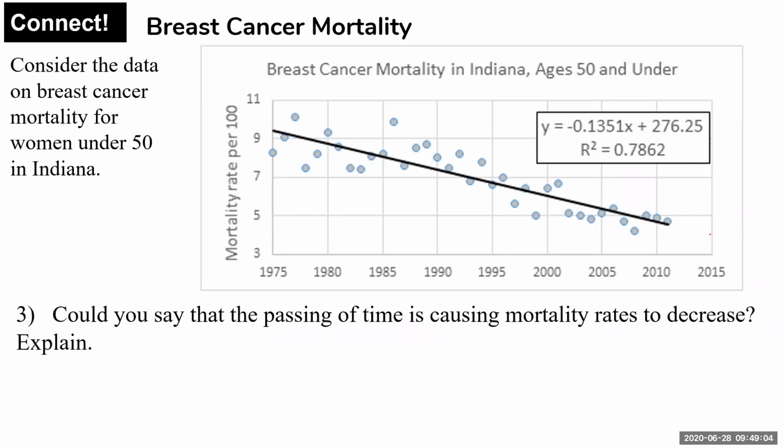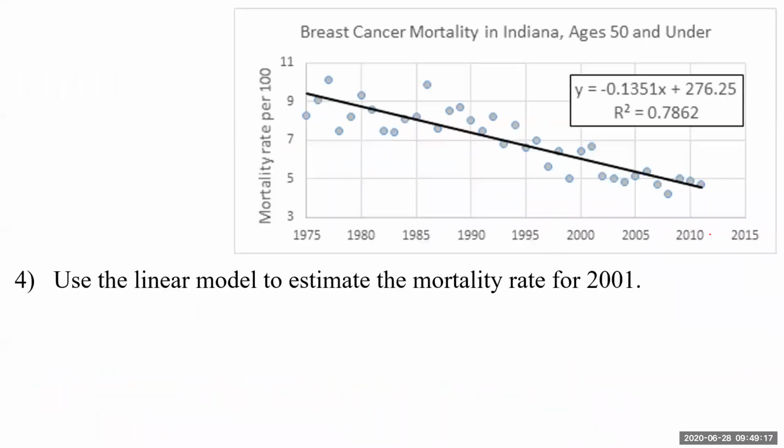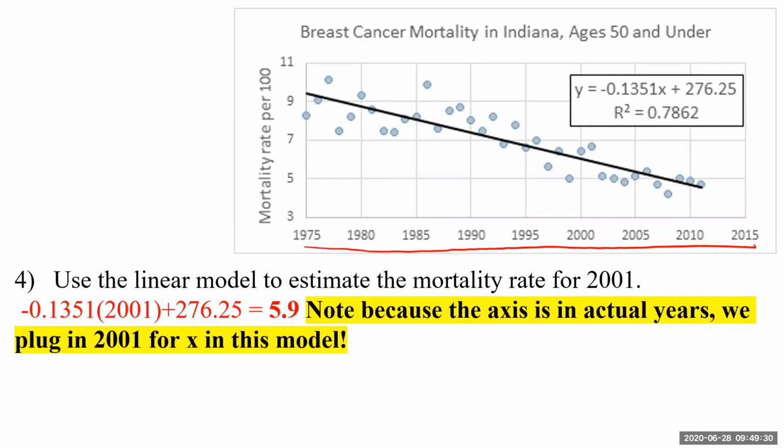Now, could you say that the passing of time is causing mortality? No, correlation does not imply causation. Changing a calendar year alone does not save people from breast cancer. Use the linear model to estimate the mortality rate for 2001. Because we have the actual years on this graph, we are going to plug 2001 into this equation for our x.